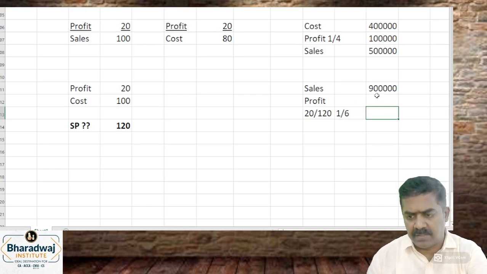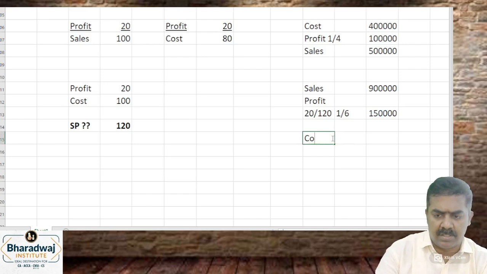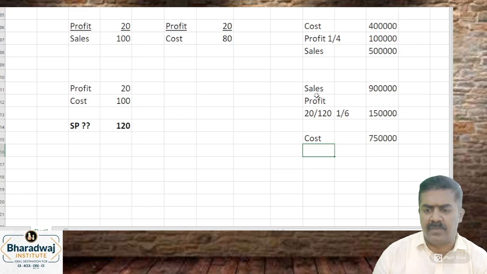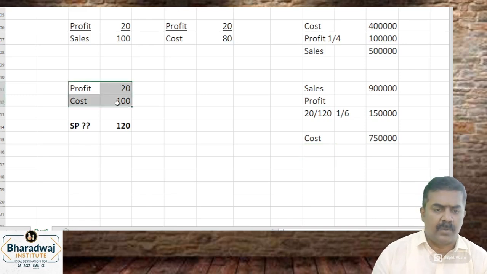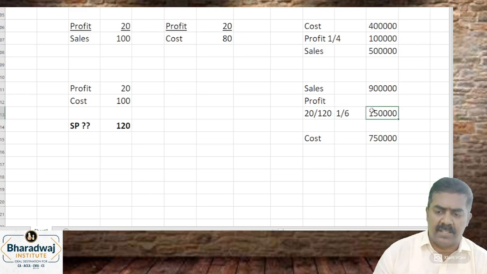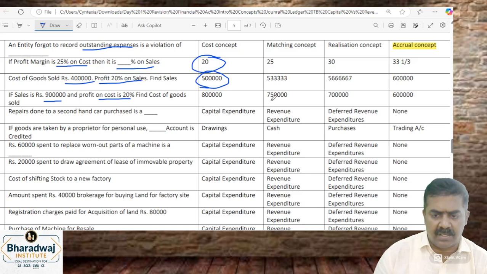Here 1 by 6. So cost is 7,50,000. Sales minus profit will give us cost. 20 by 100 is nothing but 20 by 120. That is 1/5 on cost, 1/6 on sales. Sales minus profit will give us cost. What is the cost? 7,50,000. What is the correct answer?